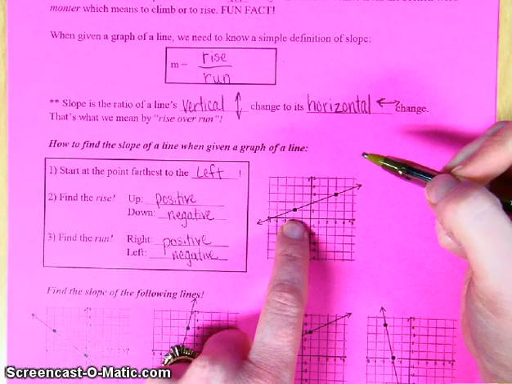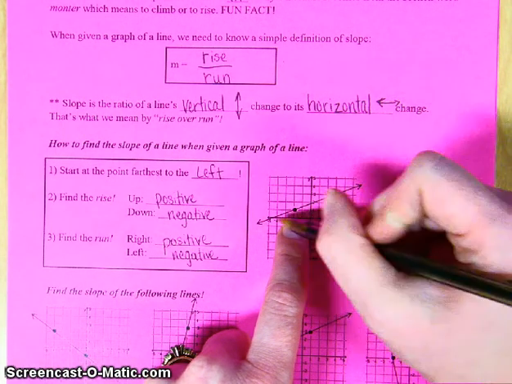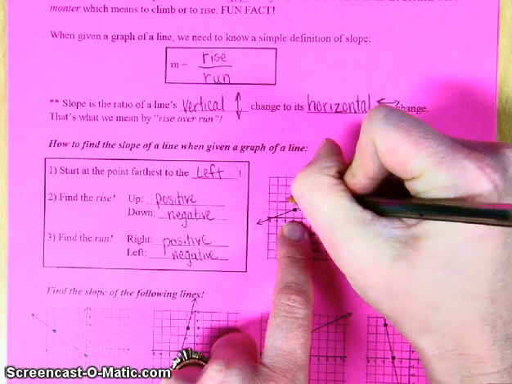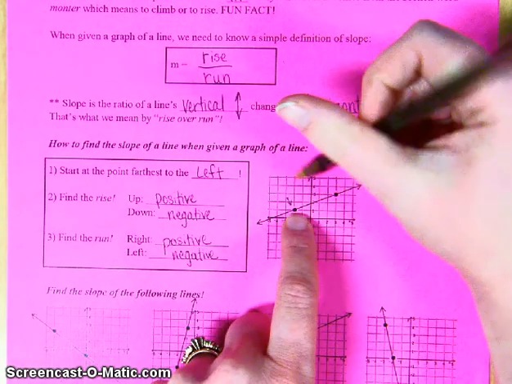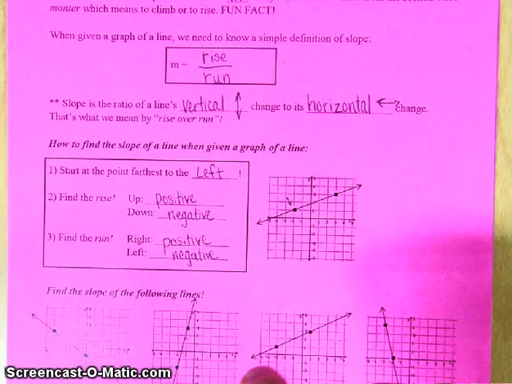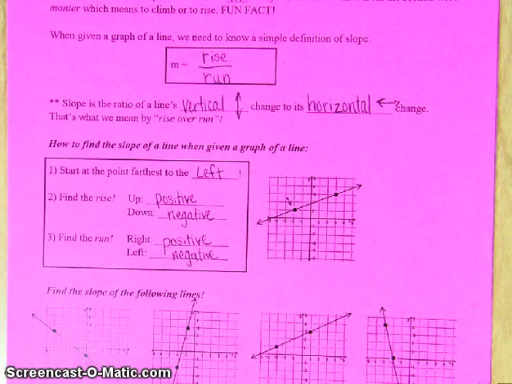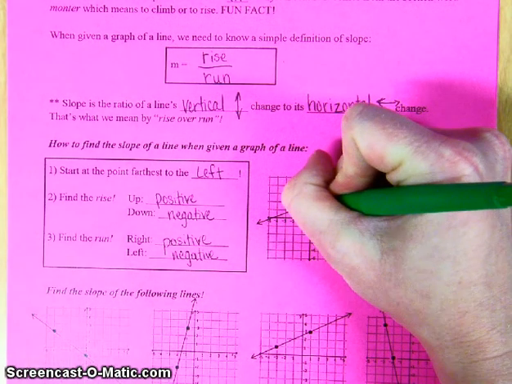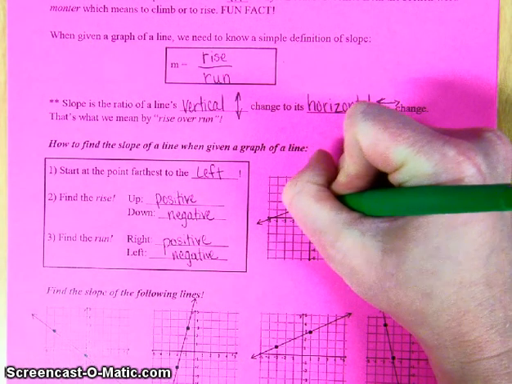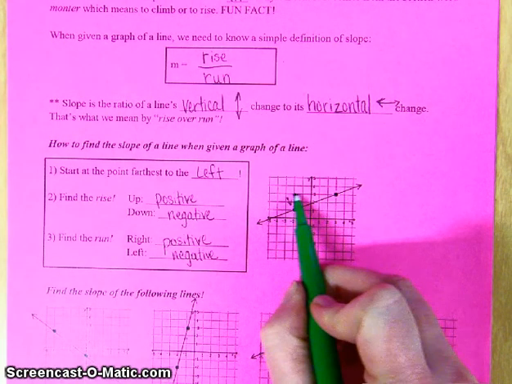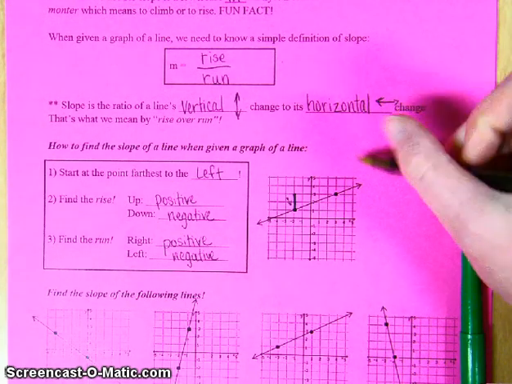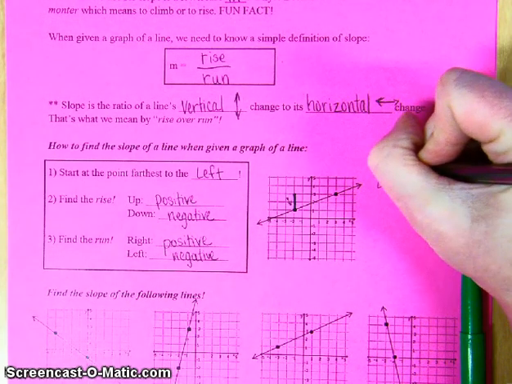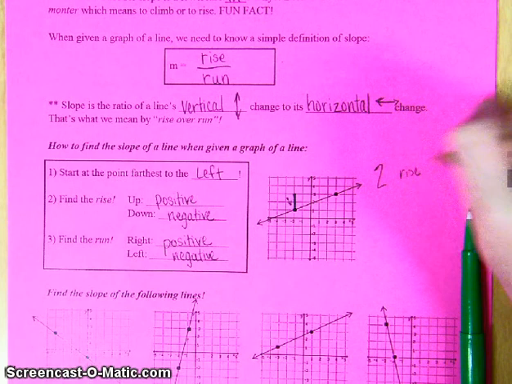Okay, so looking at this line, if we start at the point farthest to the left, because we read a graph from left to right, find the rise. I'm going to change colors here. Let's use green. So I'm going to trace the coordinate grid lines up until I'm even with this line right there. How many spaces did I go up? That was 2 spaces up in a rise. There's 2 in the rise.